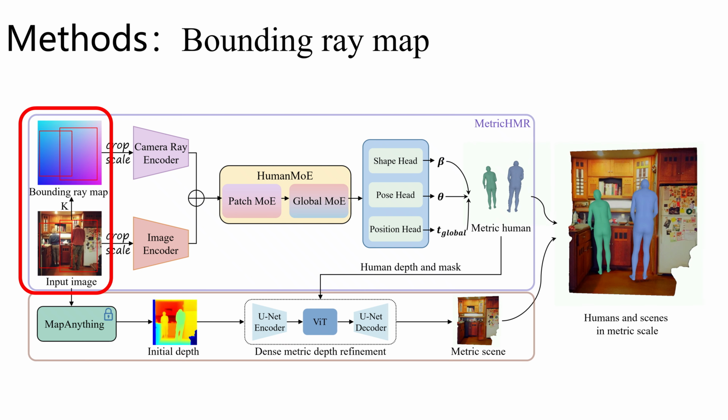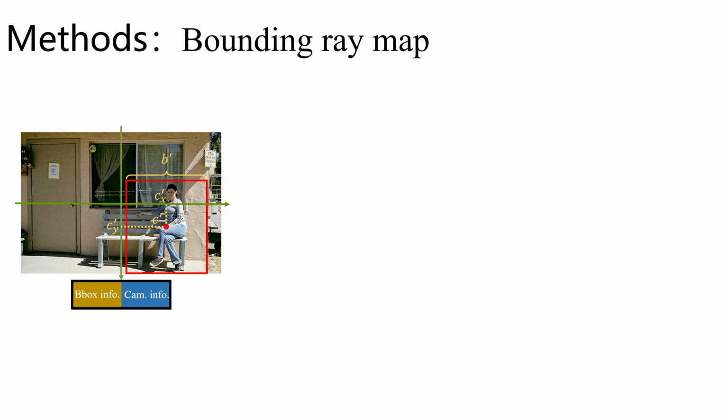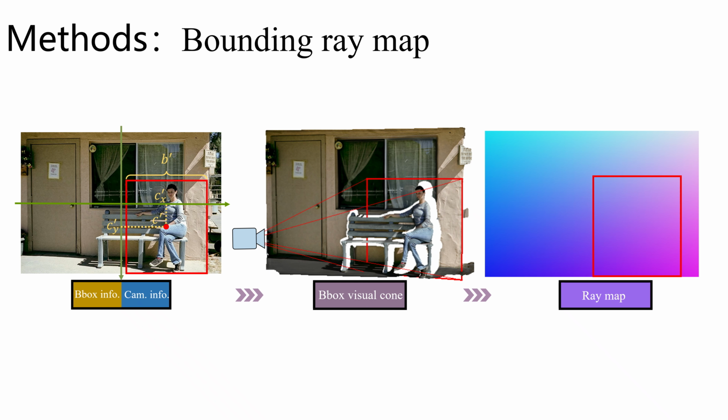Bounding ray map. The 3D human pose is intrinsically linked to camera intrinsics and bounding box position in perspective projection. Motivated by this connection, we propose the bounding ray map as an explicit representation for recovering metric 3D human information.